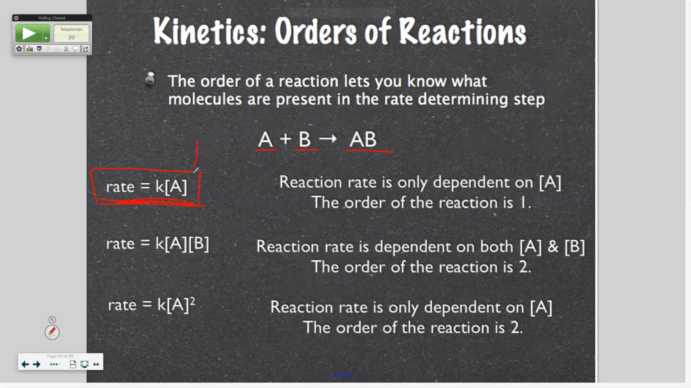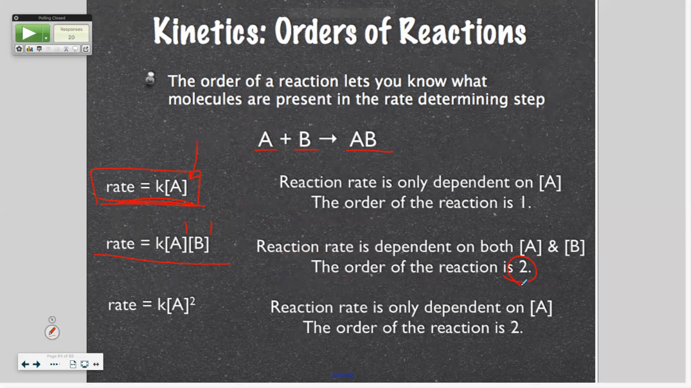How do you get that? What is the superscript of that? It's 1. So if you find out that if you double A, the rate doubles, and if you double B, the rate doubles, then you have a 1 here and a 1 here, and 1 plus 1 is 2, so the order is 2.